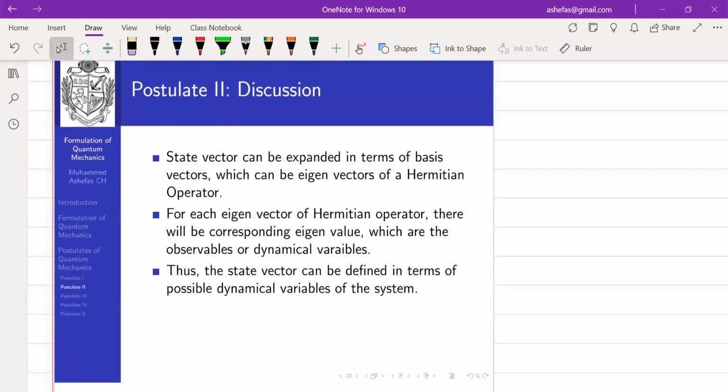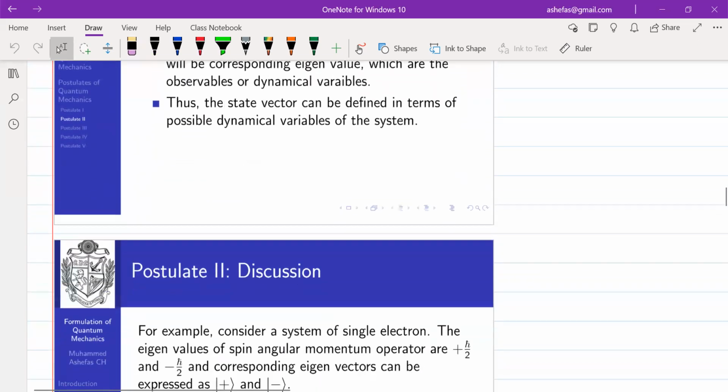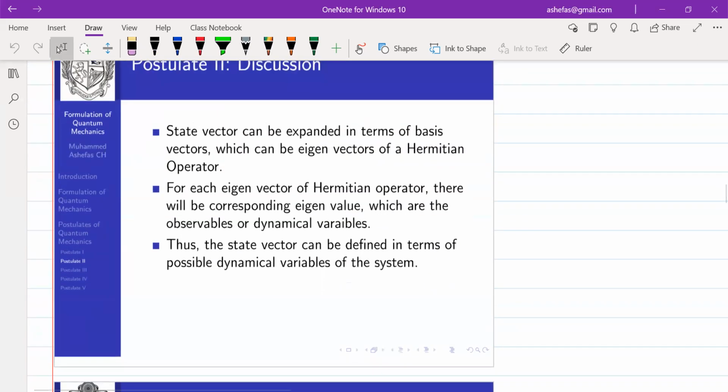Next is, the state vector can be expanded in terms of basis vectors, which can be the eigenvectors of the Hermitian operator. For each eigenvector of the Hermitian operator, there will be a corresponding eigenvalue, which are the observables or dynamical variables. Thus, the state vector can be identified in terms of possible dynamical variables. Earlier we stated that in classical mechanics, the state is represented in terms of dynamical variables such as generalized coordinates and generalized momenta. That kind of thing is also possible in quantum mechanics, because the state vector can be expanded in terms of the basis vectors. So better we have an example, which I will write here.